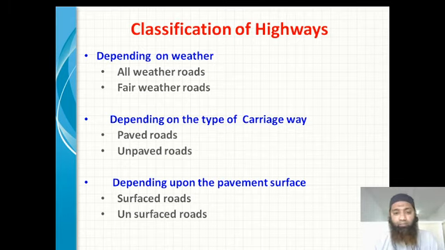Next, depending on the type of carriageway, there are paved roads and unpaved roads. Paved roads are those constructed with water-bound macadam. As I explained in the previous session, in water-bound macadam, different layers are placed on the subgrade soil. Over the subgrade soil you have a subbase course and the base course, and then a surface course. These layers form a water-bound macadam.